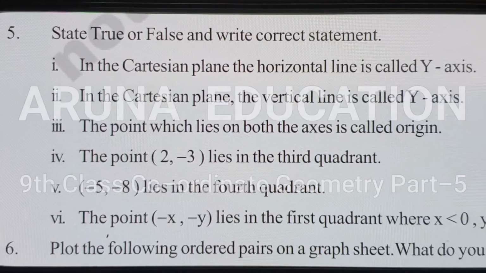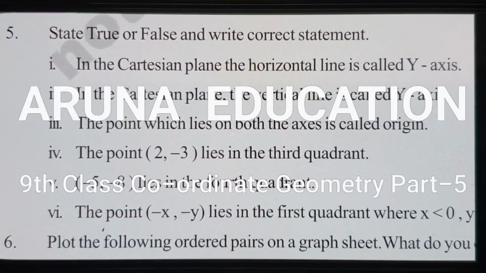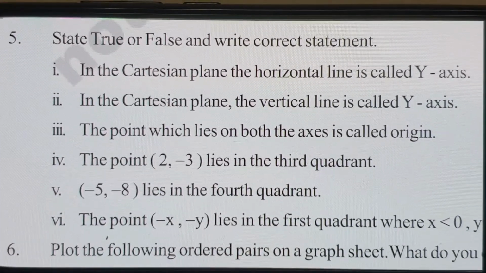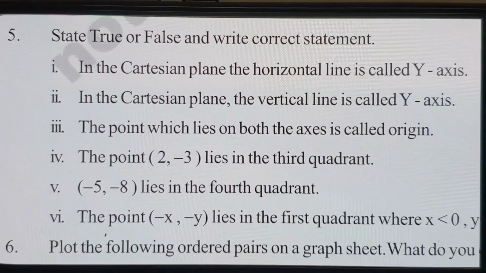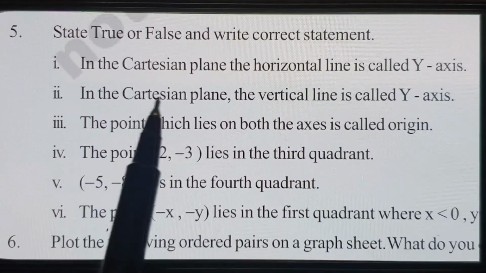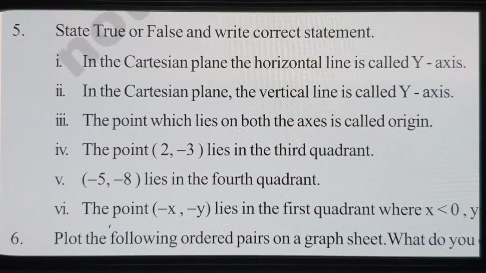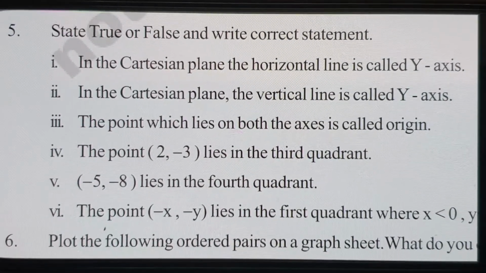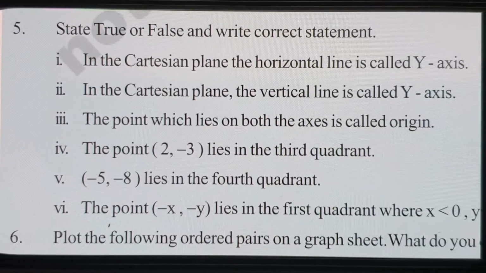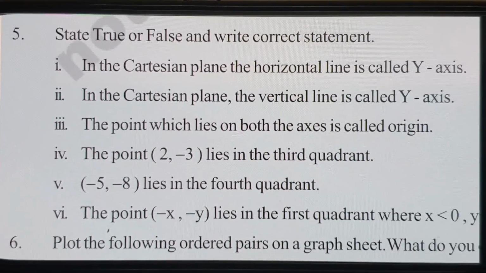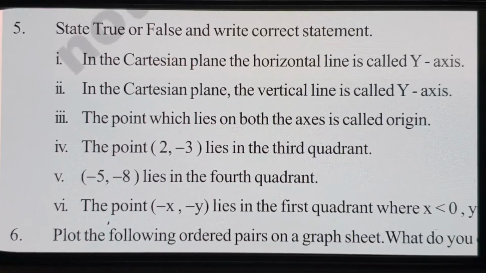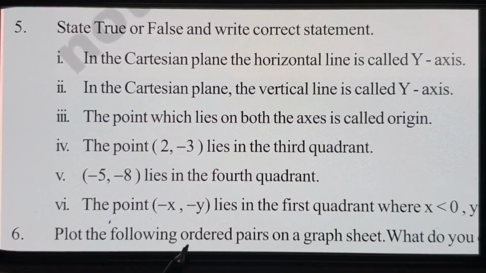Hello students, second exercise before 4 Romans completed. Now fifth Roman, see here, state true or false and write correct statement. So first one, in the Cartesian plane, the horizontal line is called y-axis. So it is false. We know that in a Cartesian plane, the horizontal line is called x-axis. Like that, second to sixth. See, these are all problems.